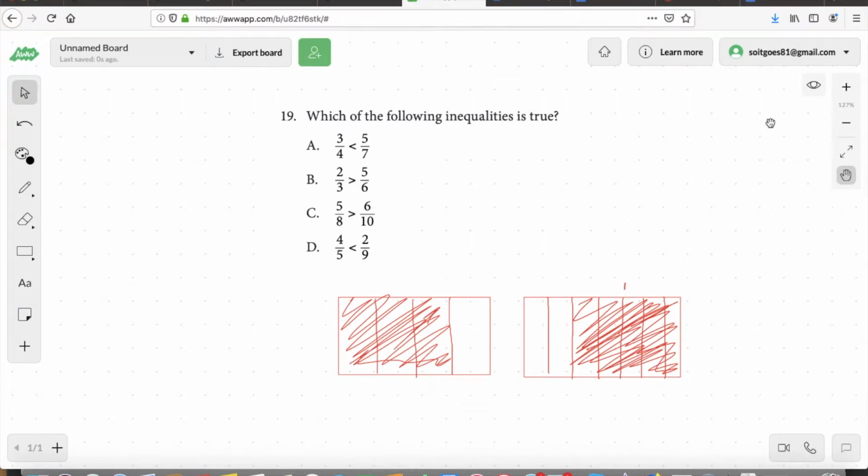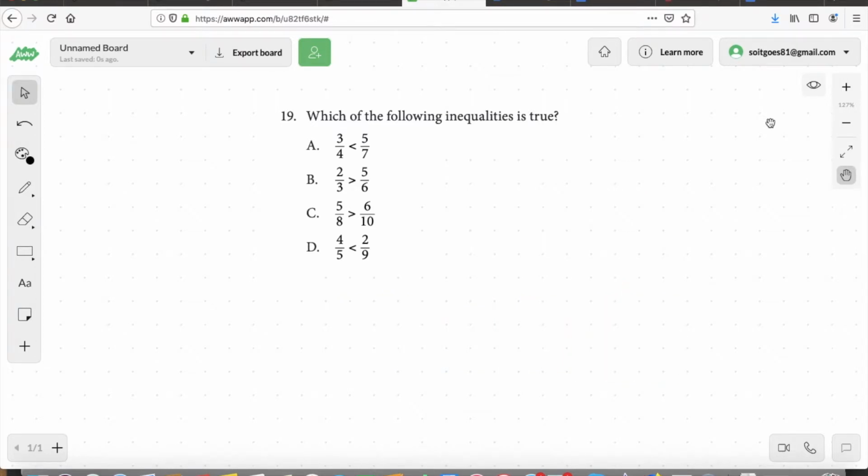2/3 is greater than 5/6. Okay, is 2/3 greater than 5/6? I think they might be equal or something. I'm not sure. Well, let's do the same thing with the rectangles. All right. Two rectangles, something like equal size. Let me make the other one a little bit longer. Okay, that's pretty good.